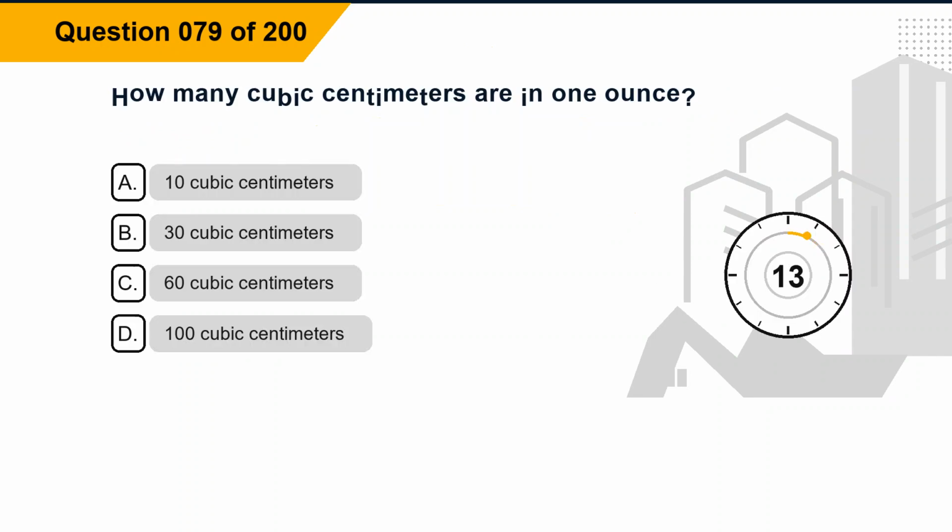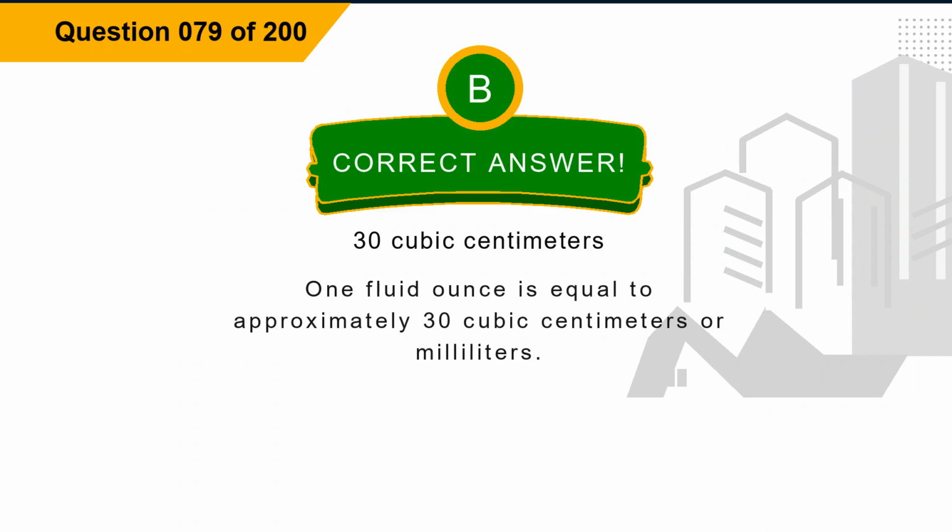Question 79. How many cubic centimeters are in 1 ounce? Option A, 10 cubic centimeters. Option B, 30 cubic centimeters. Option C, 60 cubic centimeters. Option D, 100 cubic centimeters. The correct answer is option B, 30 cubic centimeters. Explanation. 1 fluid ounce is equal to approximately 30 cubic centimeters or milliliters.